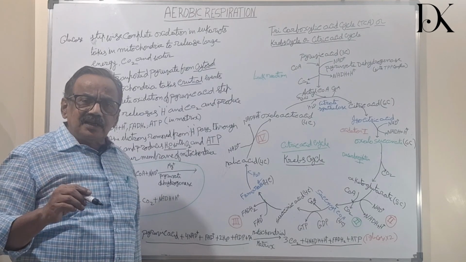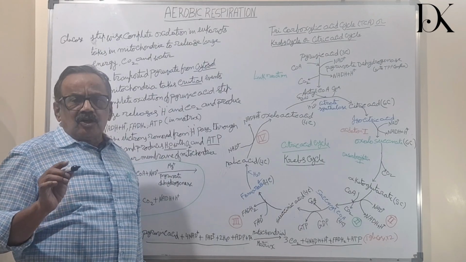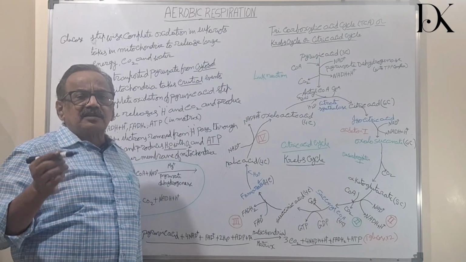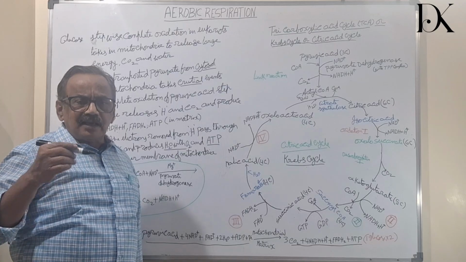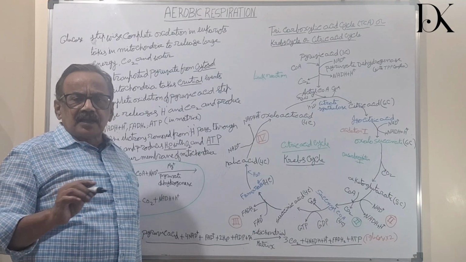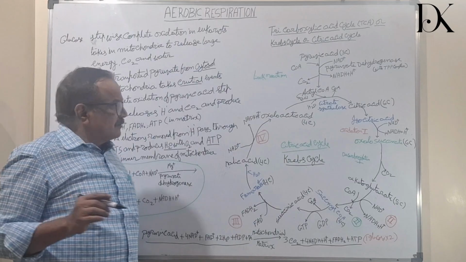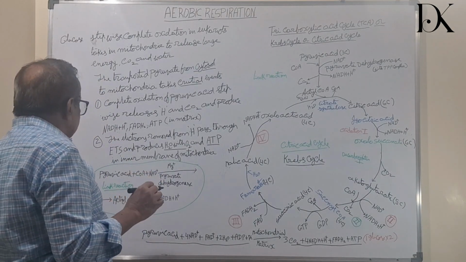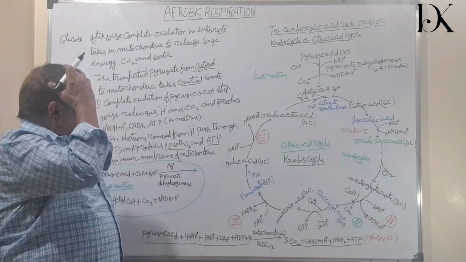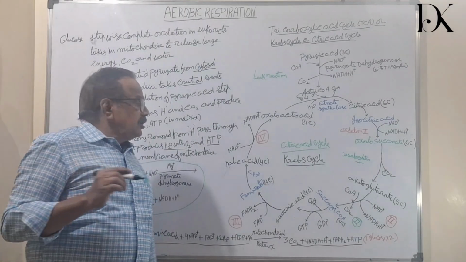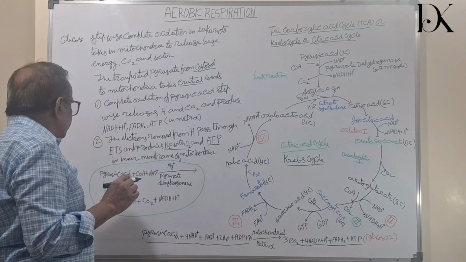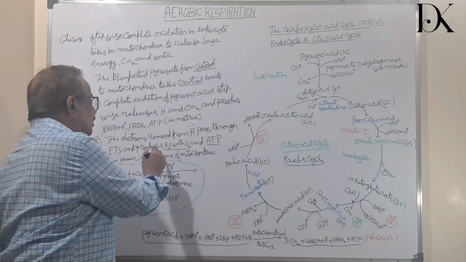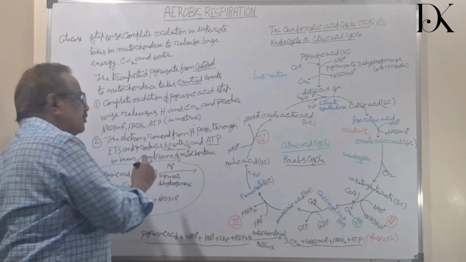Carbon dioxide will be released in the matrix. How many carbons are there? 3 carbons. 3 carbon dioxides will be released in the matrix. All are the NEET questions only. And next, here he has given electron transport system, water and oxygen, and ATP will be produced.